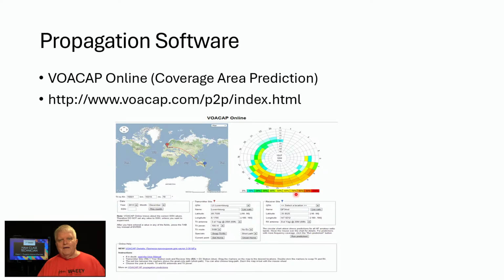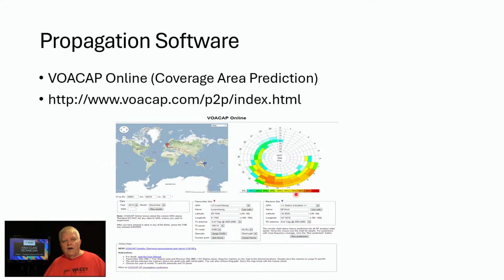The VOA Coverage Area Prediction Program was something that VOA developed for transmitting stations where I worked to know what was the best frequency, the best antenna, the best bearing, azimuth, and elevation to use in order to reach a target area with the programming that we were sending them. Well, VOACAP is online now, and it's free.